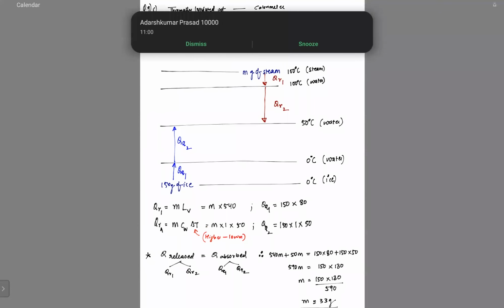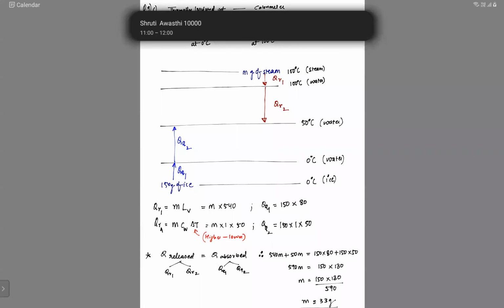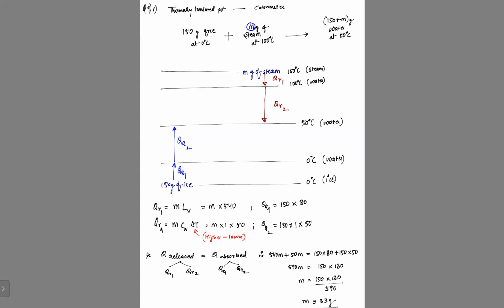Doubt, sir. If you have any doubt, you can raise it. Tell me, beta. Please ask me your doubt. Sir, how can we first multiply 150 into 80? How come 130 came? No, in this I took 150 common and 80 plus 50, which is 130. Take 150 common, na beta. Abhi clear hai? Yes, sir.